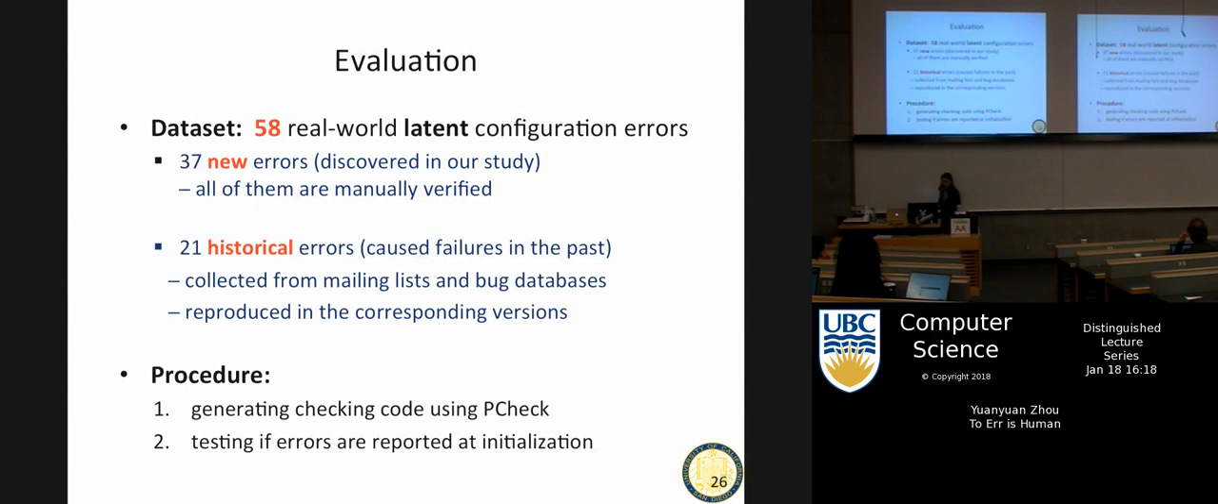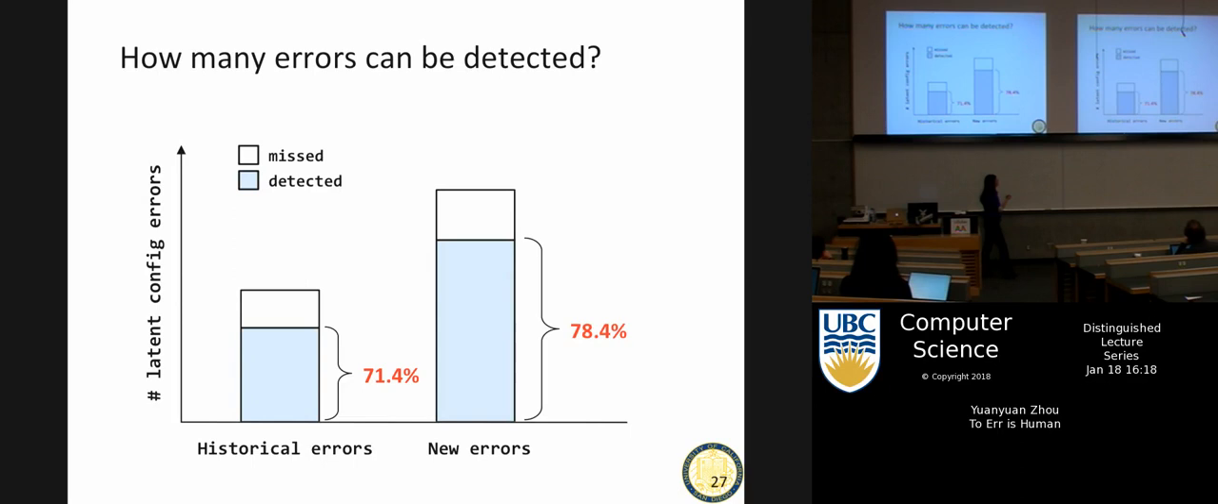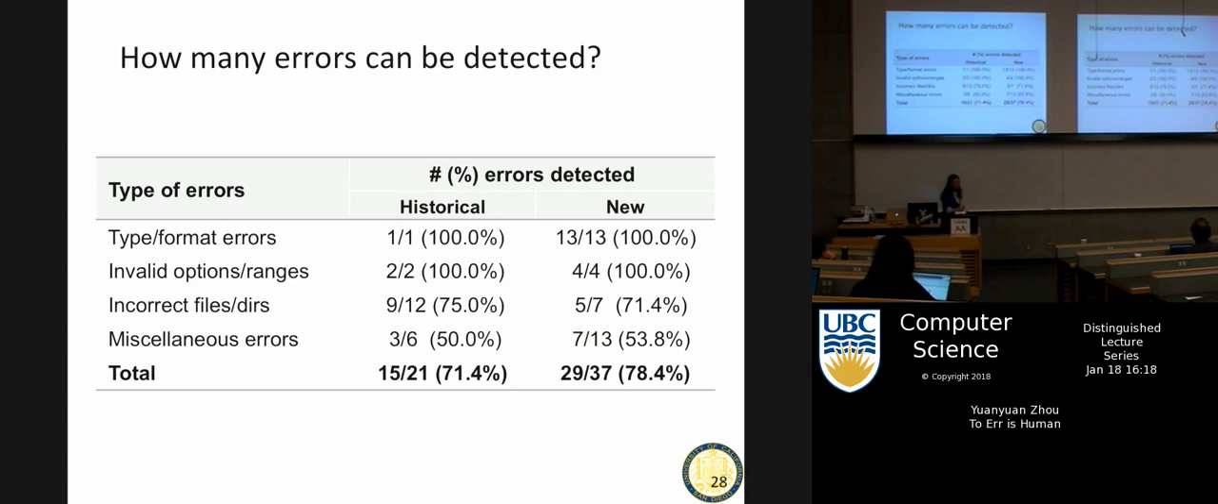For historic errors, we can detect about 71%. There's something we cannot detect, and I'm going to tell you the reason later. For new errors, we can detect 78%. If you want to know what types of errors we can expose at the initialization stage by using pcheck, we break them into some types. Miscellaneous means we cannot group them into any type, each one is specific. As you can see, there's type and format errors, validating option or range, correct files or directories, and many other types.